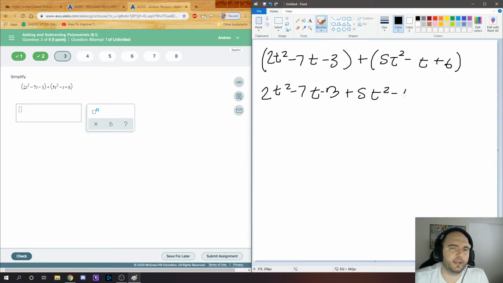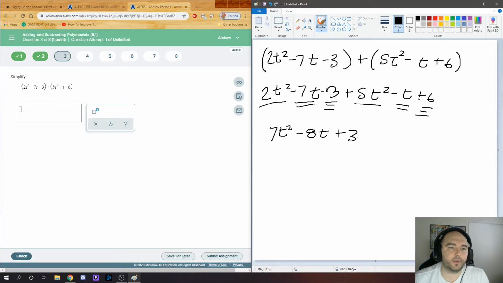This is plus 5t, and that, and that, and that. I just add the like terms. 2t squared and 5t squared are like terms, so they make 7t squared. Negative 7t and negative t are like terms, and they make negative 8t. The number negative 3 and the number regular 6 make 3. And there's my answer right there.